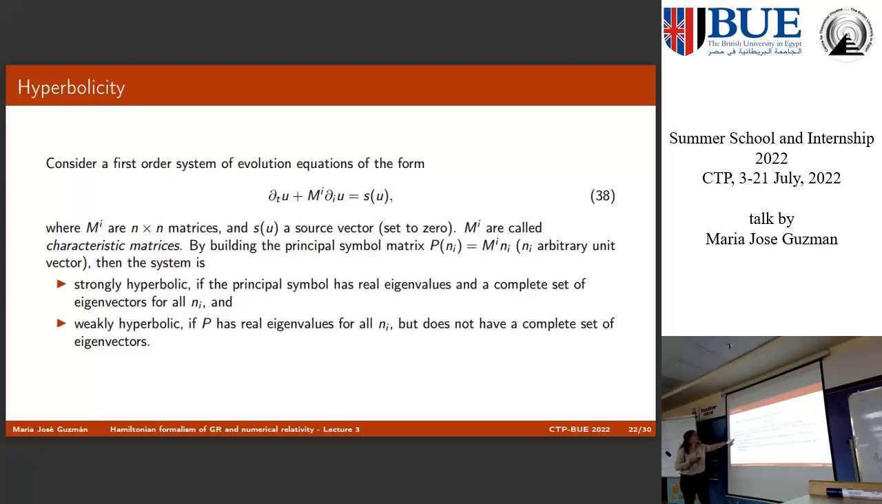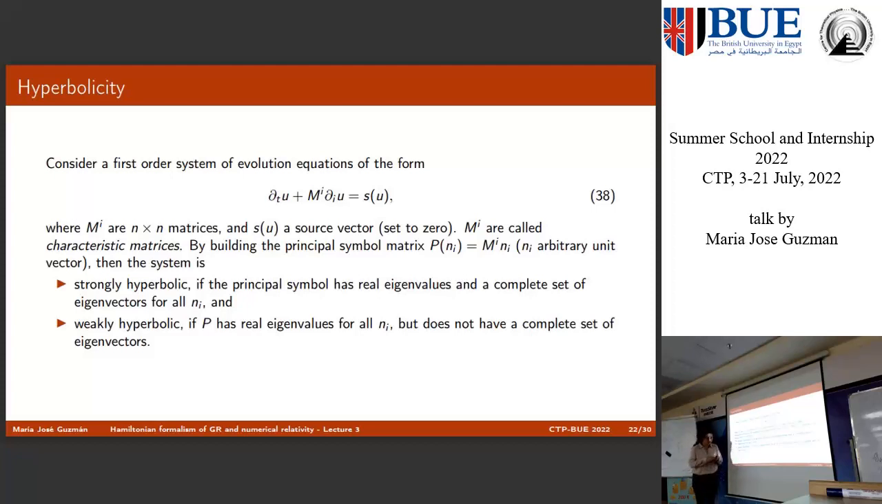And yes, but here in this definition, we are setting this source to 0. And then one can build the principal symbol matrix. You can find the mathematical definition somewhere, but this matrix, the principal symbol, is related to these characteristic matrices, and here you put some arbitrary vectors. Then you can prove that the system is strongly hyperbolic if the principal symbol has real eigenvalues and a complete set of eigenvectors for all this n, and is weakly hyperbolic if it doesn't have a complete set of eigenvectors.